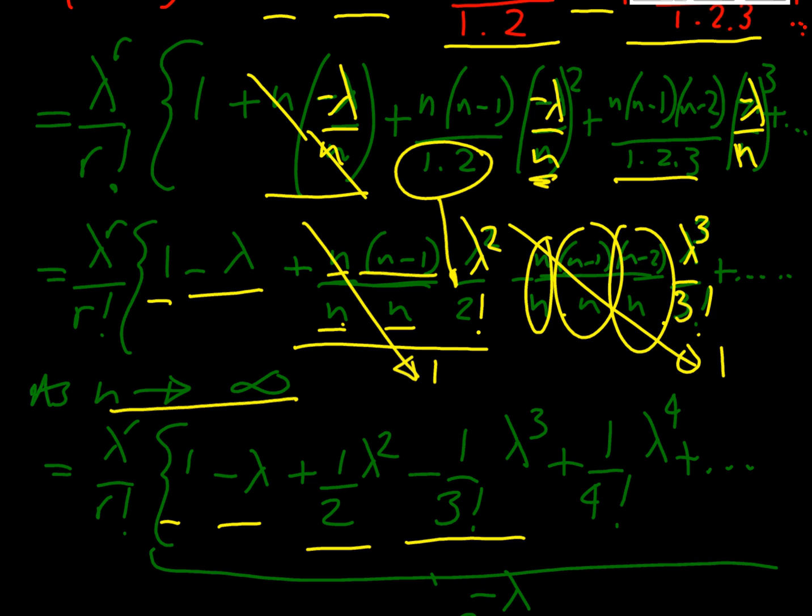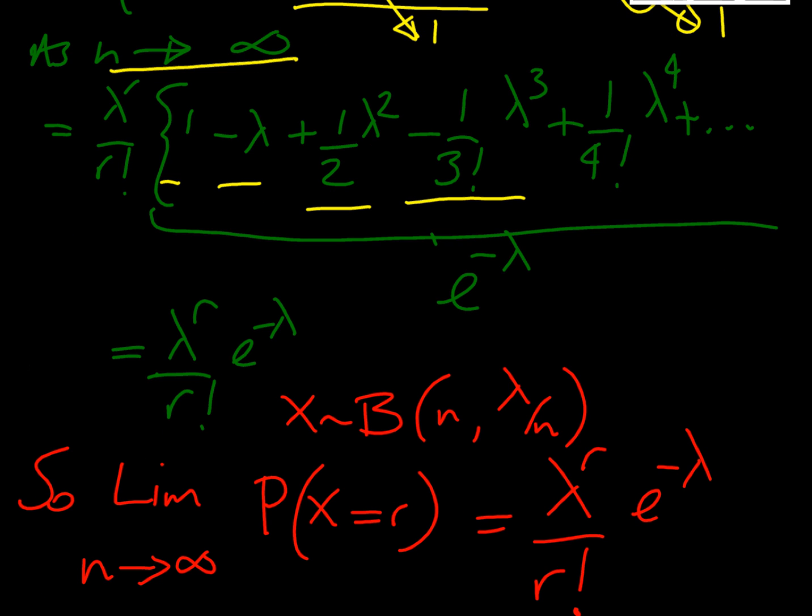Now, those of you who've done a lot of C1, C2, C3, C4 will know that that is the Maclaurin expansion of e to the minus lambda. And that's what we were looking for, wasn't it? So therefore, we've reached our conclusion: this is lambda to the power r over r factorial, times e to the minus lambda.